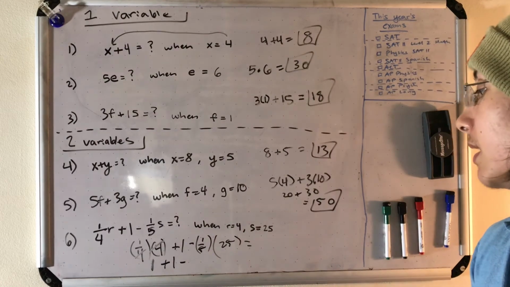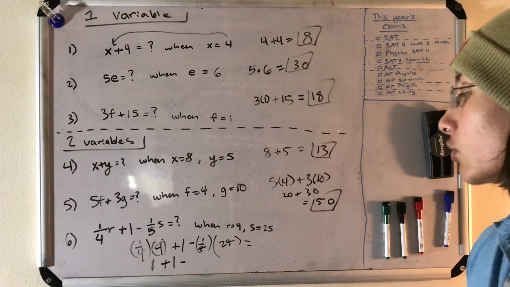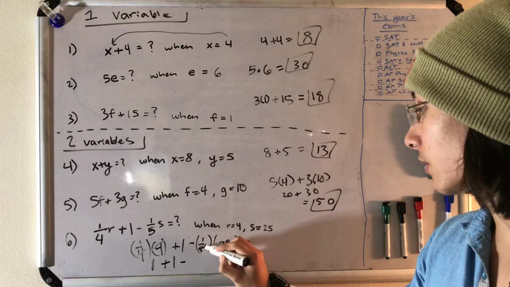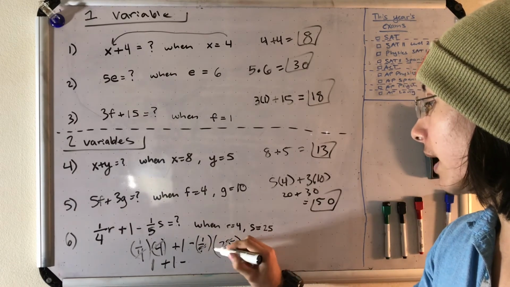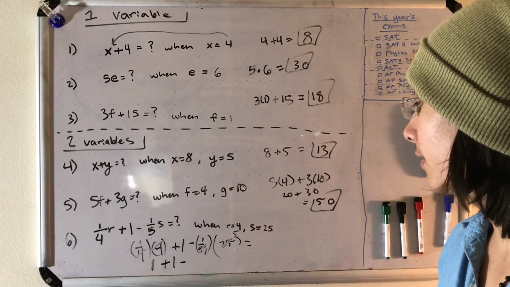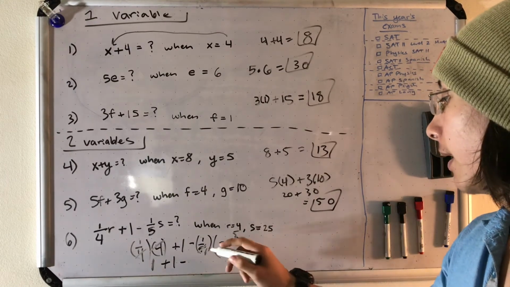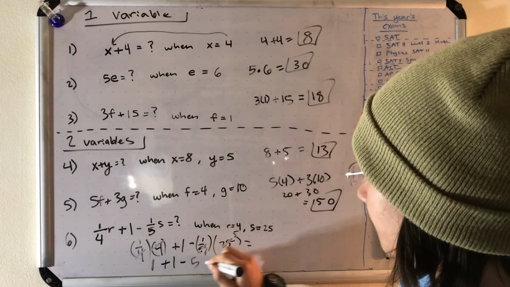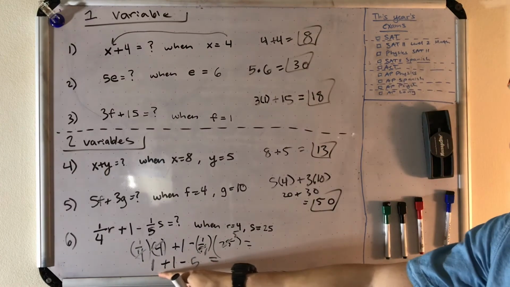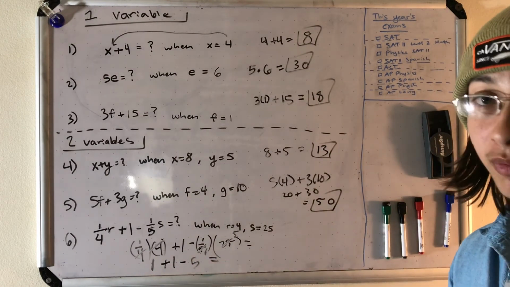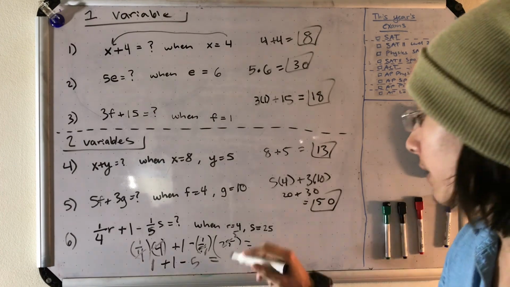Now we have the 1/5 times 25. So what we're going to do is cancel these out, because these both can be divided by 5, so that ends up being 1, and that ends up being 5. It's kind of hard to see, my bad. But that ends up being 1/1 times 5, which is just 5. So that reduces to 1 plus 1 minus 5. So 1 plus 1 is 2, right? And then 2 minus 5 is -3, and that's your answer.